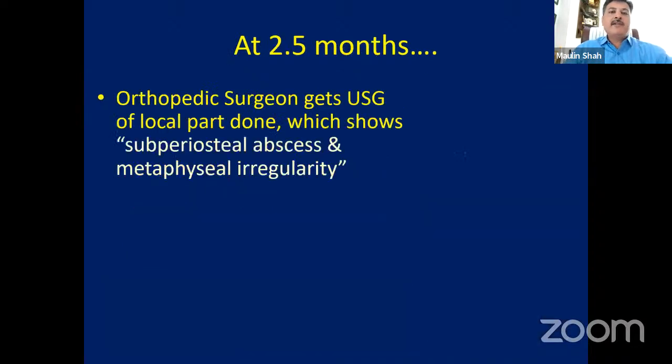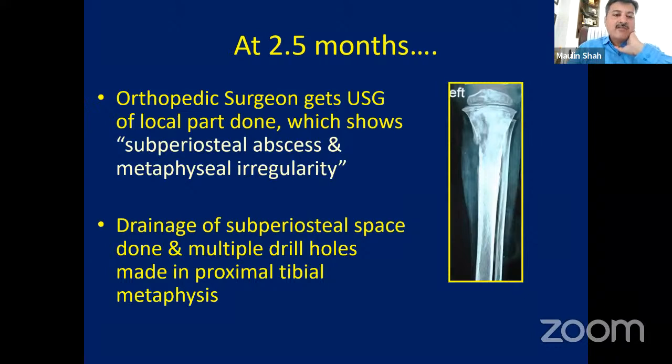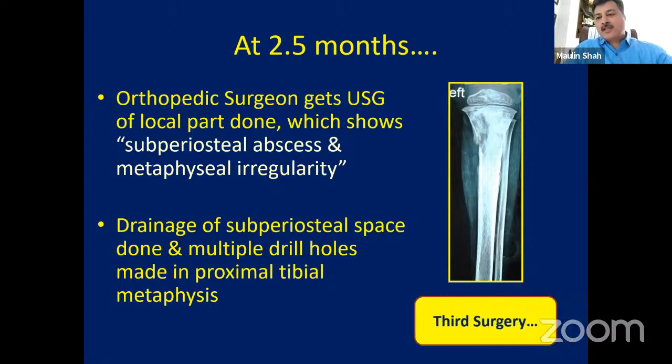So let's see now what happened. At 2.5 months, the orthopedic surgeon said the child is already on antibiotics and the wounds are not draining much. So he again gave some analgesics, and he got a USG because the pain persisted. Now radiology says there is some subperiosteal collection and metaphyseal irregularity. So now the surgeon did drainage of the subperiosteal space and made some drill holes in the proximal tibial metaphysis. That was the third surgery.